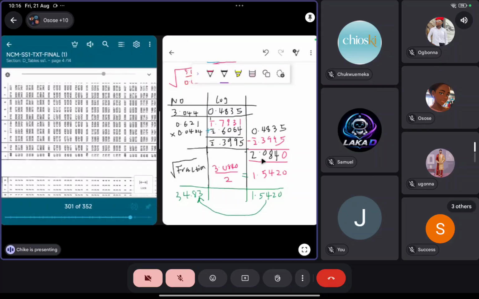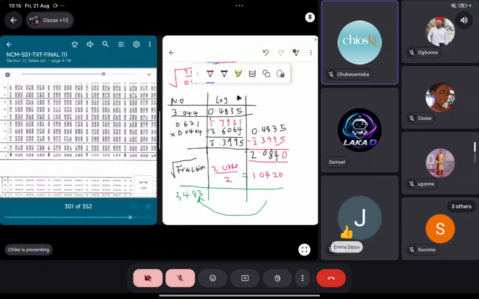So from here now, we now have 2 points. It's not really that stressful to correct the mistake. Here it becomes 2.0840, and when you divide it, it gives you 1 point. So only here changes. 1.0420. Am I together? Are we together? Where is everybody? Yes, sir, we're with you.